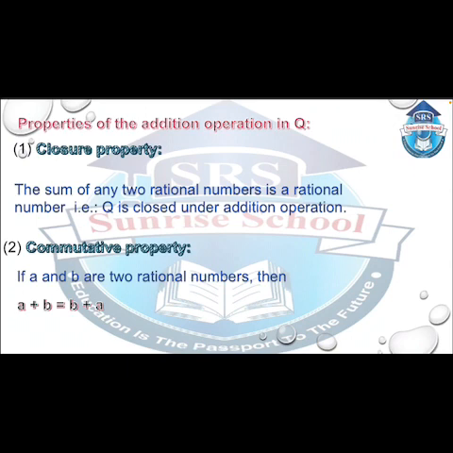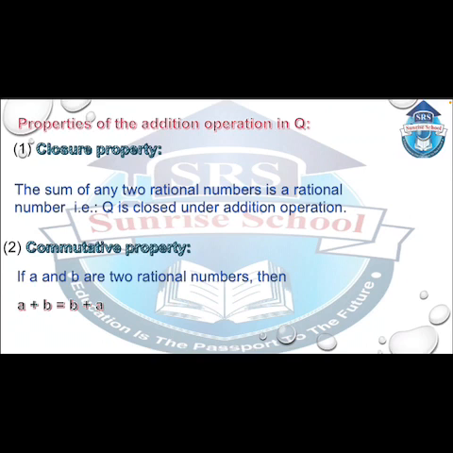Now we have some properties of the addition operation in Q, the set of rational numbers. First one is the closure property, which means the sum of any two rational numbers will give us a rational number, which means that Q is closed under addition. So any two rational numbers, when I add them together, will give me another rational number.